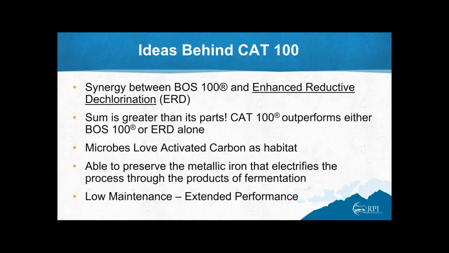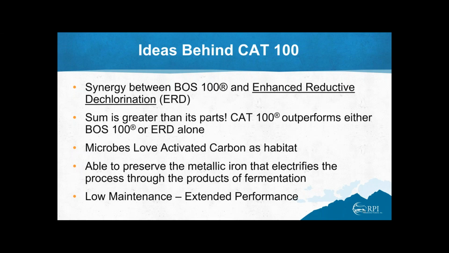The idea behind CAT 100 is to build up a synergy between the abiotic and the biotic, the enhanced reductive dechlorination, and hope that the sum is greater than its parts, which it turned out to be. So CAT 100 will outperform either BOS 100 or any ERD product alone. It will degrade contaminants that ZVI will not. It'll degrade contaminants that ERD will not.